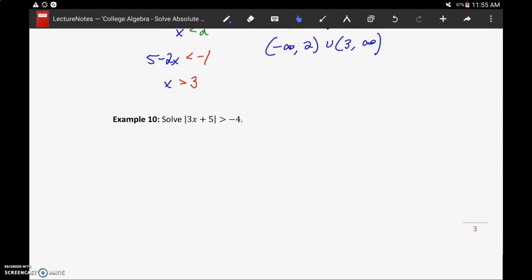In example 10, we end up with an interesting case. We'll start off things the same way with 3x plus 5 greater than negative 4, and then 3x plus 5 less than positive 4. So again, we're flipping the direction of that inequality and using the opposite of that original value to set up this second inequality statement. In the first case, we would subtract 5 to the other side and then divide by 3 to get x is greater than negative 3. And then in the second case, we would use those same operations to obtain x is less than negative 1/3.